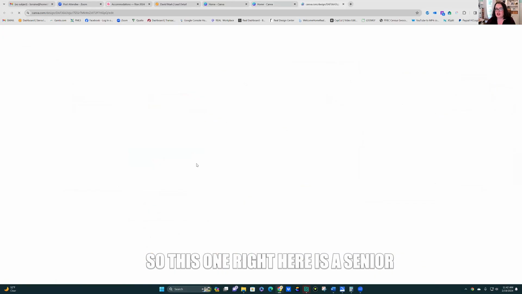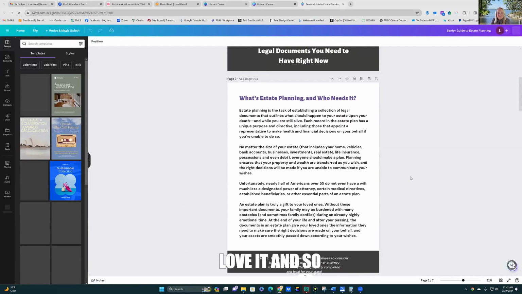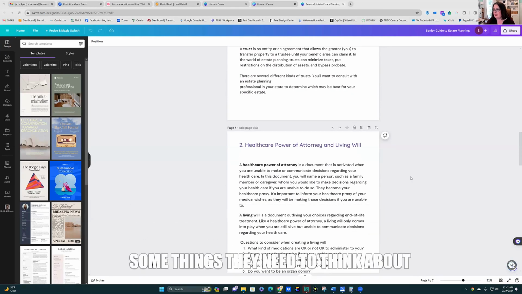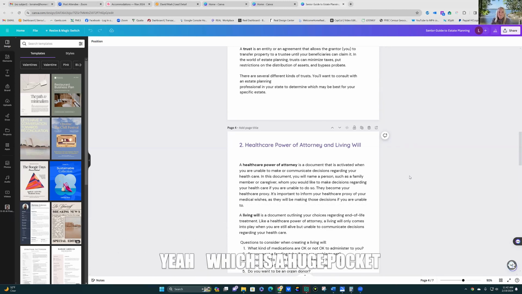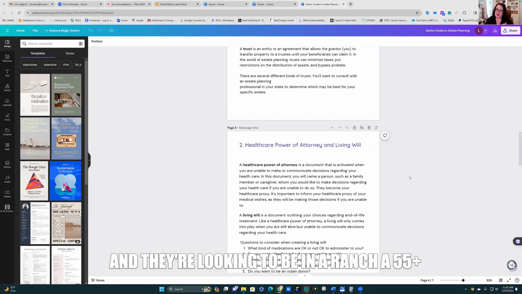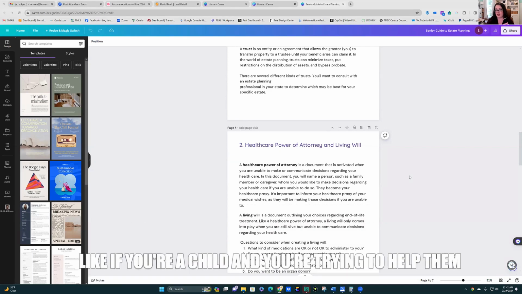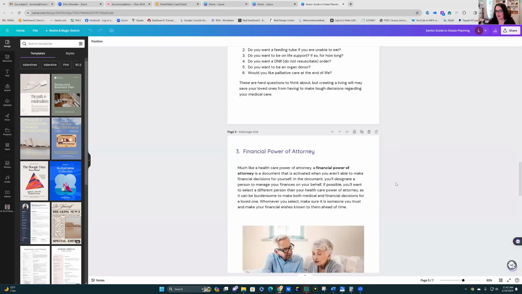So this one right here is a senior guide to estate planning. Love it. And so it just touches on what's important to them, some things they need to think about. So if you're marketing to that retirement group, which is a huge pocket, I think a lot of people don't realize that's who has equity, right? It's usually, and they're looking to be in a ranch, a 55 plus. We have some other ones I did, like if you're a child and you're trying to help them, you know what I mean? Like trying to help them prepare. So lots of uses this way, right? To be able to make it.